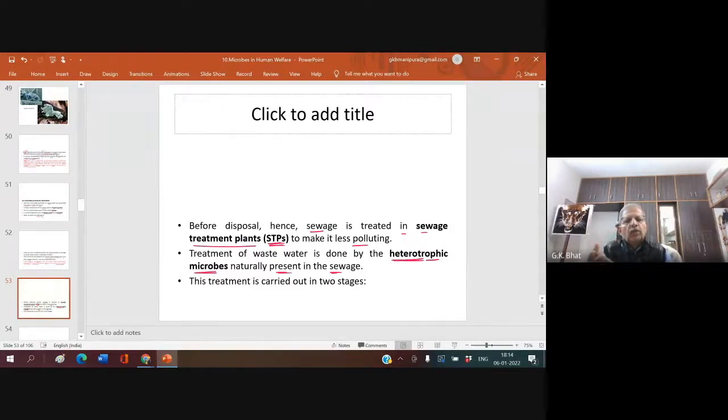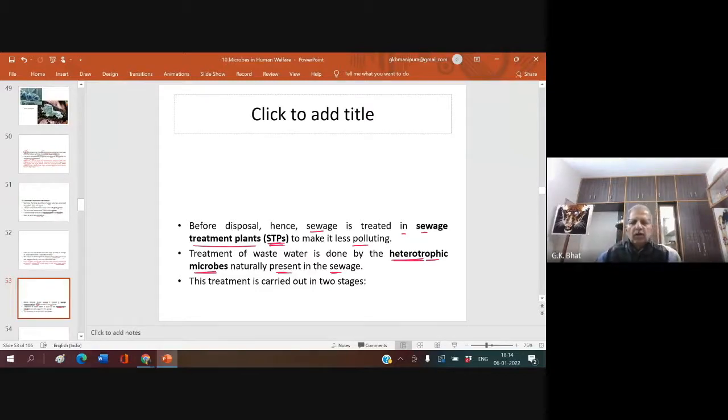Autotrophic microbes are the ones which can synthesize their food on their own. Heterotrophic microbes are the ones which are dependent on others for food. So this treatment of wastewater is done by heterotrophic microbes. We shall see which are they, and how they work.